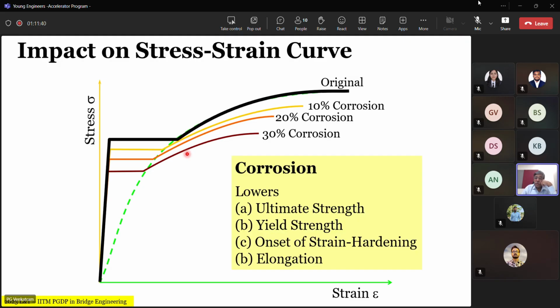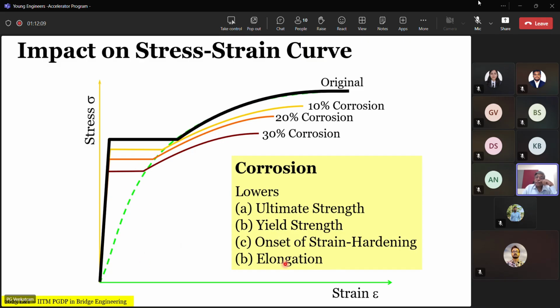Okay, so what all does corrosion affect? It lowers the ultimate strength. That means this ultimate strength is coming down to here. It reduces the yield strength. So you can see the yield strength also is coming down as the corrosion rate increases. It lowers the onset of strain hardening. The strain hardening is onset at this strain. So at no corrosion, it is at this strain, and at high corrosion, the strain hardening sets in earlier.